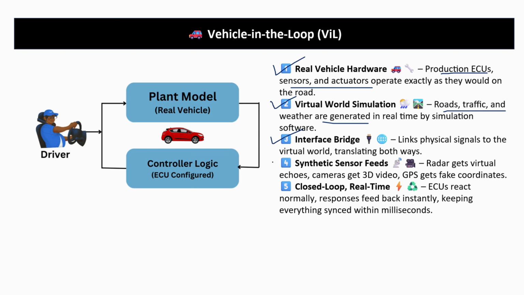The car sensors like radar, lidar, or cameras are either fed synthetic signals or connected to virtual sensor emulators. For example, a radar sensor can receive simulated reflections from a digital car in front. A camera can get a video input from a real time 3D simulation engine like CarMaker or dSPACE ASM. The GPS system can be fed virtual coordinates as if the car is moving.